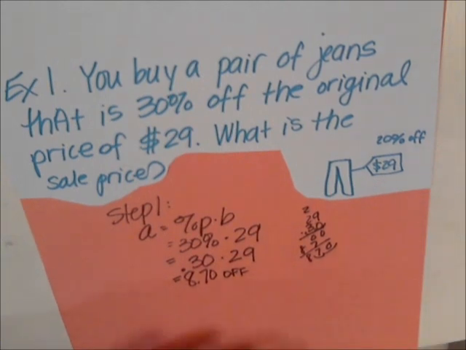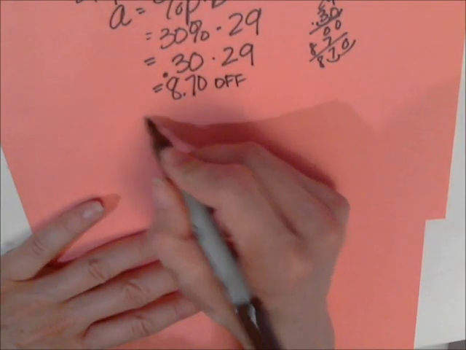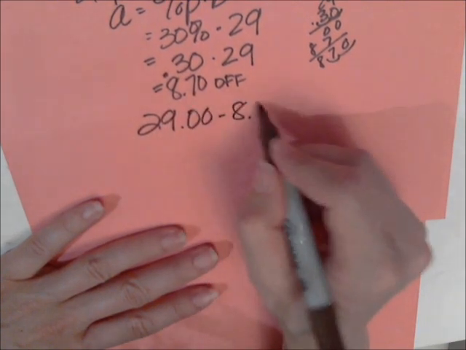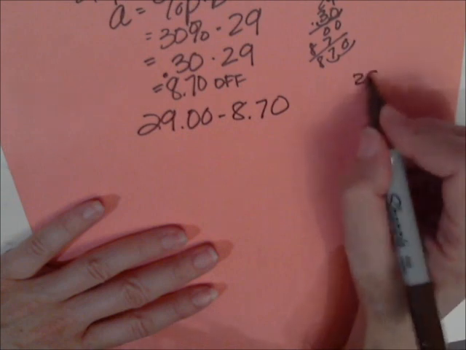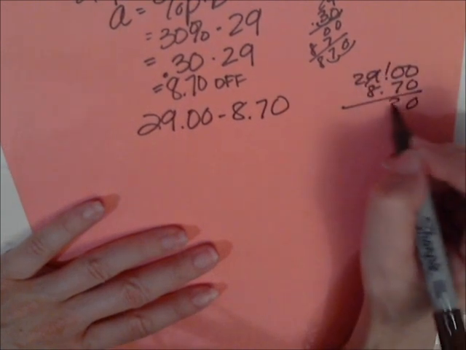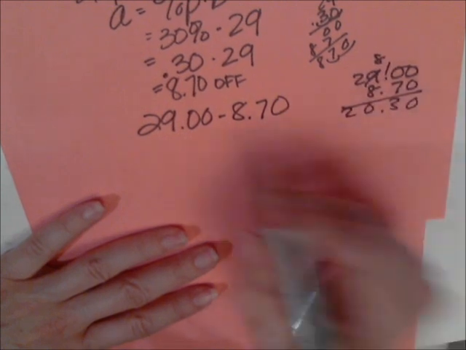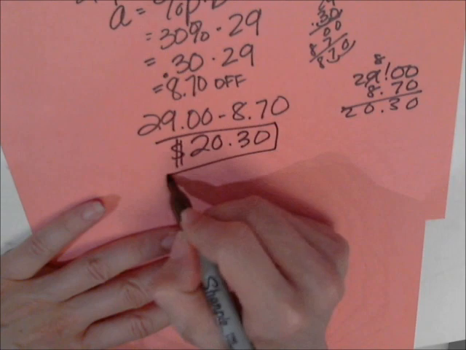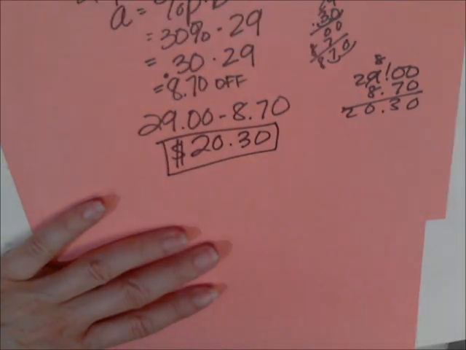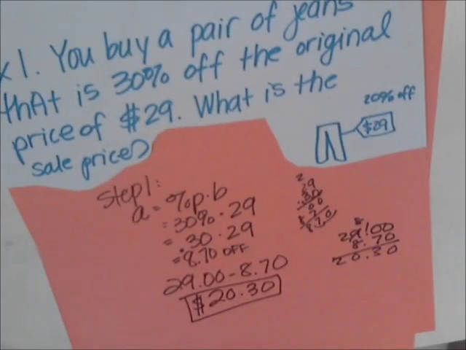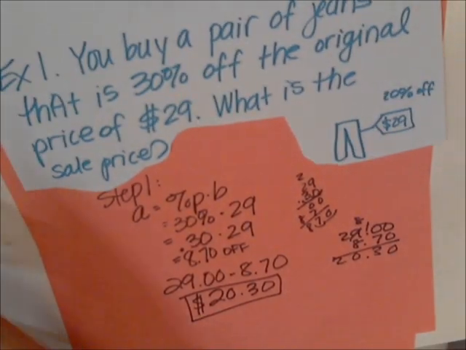So what I need to do is take the original price, which is $29, minus $8.70. I can also do that over here. $20.30. So that is my sale price. Good. That's a good price for jeans. Okay, let's go ahead and move on to our next example.